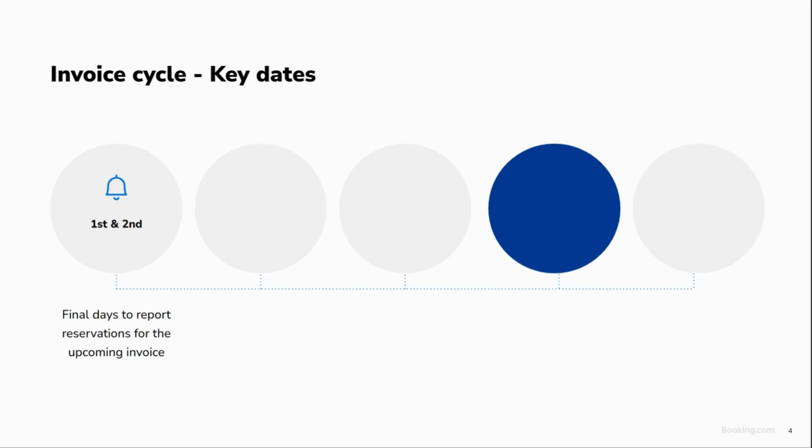Commission invoices are calculated based on the guest's checkout date of the previous month. The commission invoice is then generated on the 3rd. Any additional invoices, such as those for incorrect reporting or complaint cost invoices, are issued between the 6th to the 10th.